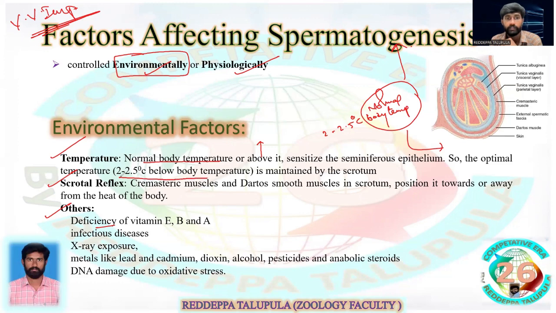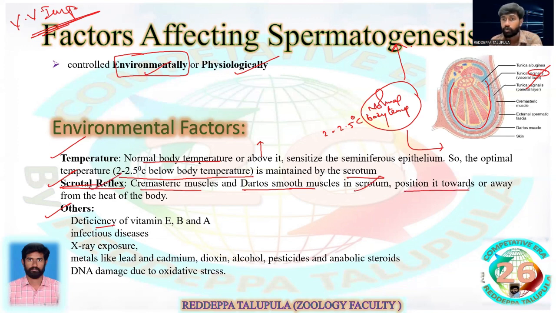Optimal temperature is 2 to 2.5 degrees Celsius below the body temperature. It is always maintained by the scrotum due to the presence of hydrocele that is present in between the two layers of tunica vaginalis. Already I discussed it in the starting slide. Okay. Next, scrotal reflex. Already I mentioned the elevation of testis and elevation of scrotum. In these two functions, two types of muscles come in, and those are very important muscles that cause the elevation. Cremaster muscles and Dartos smooth muscles in the scrotum play a major role in creating the scrotal reflex.